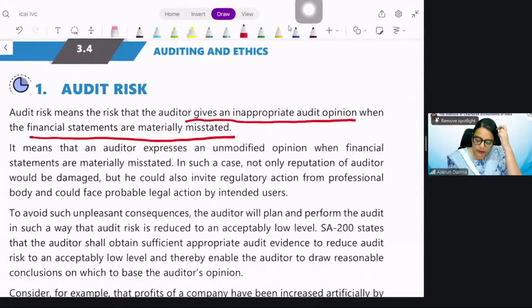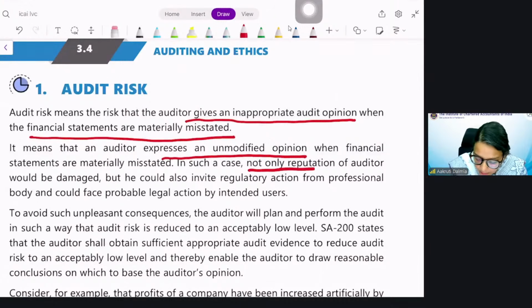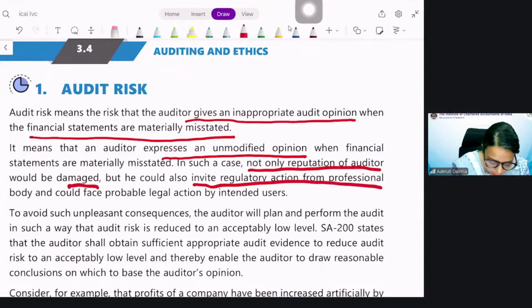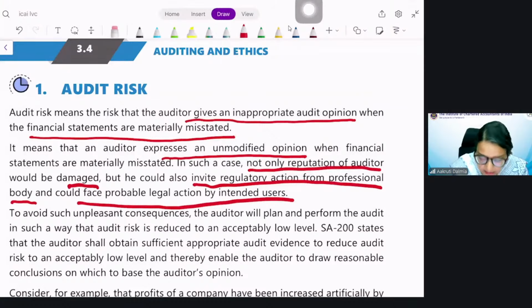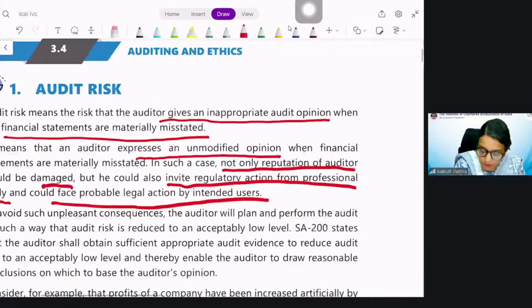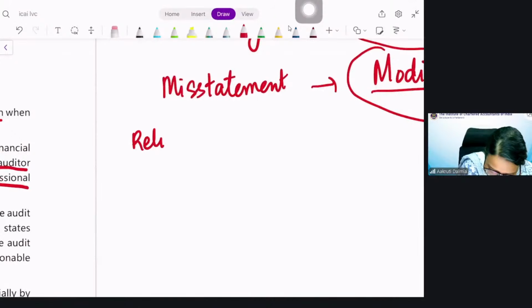Audit risk means the risk that the auditor gives an inappropriate audit opinion. It means that the auditor has expressed an unmodified opinion when the financial statement is misstated. In this case, not only will the reputation of the auditor be damaged, he can also invite regulatory action from the professional body and can also face legal action. Which means if I have said that yes, it gives a true and fair view, but actually it is not supposed to, it can damage your reputation and goodwill. Now, why are the reputation and goodwill of a chartered accountant very important? Let's say that you see the Reliance audit report.